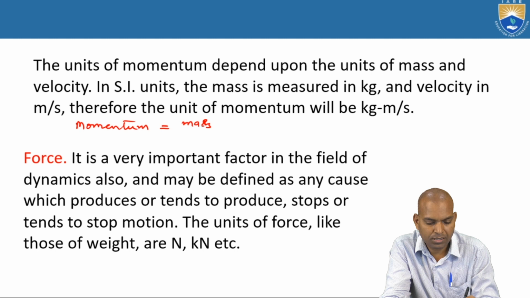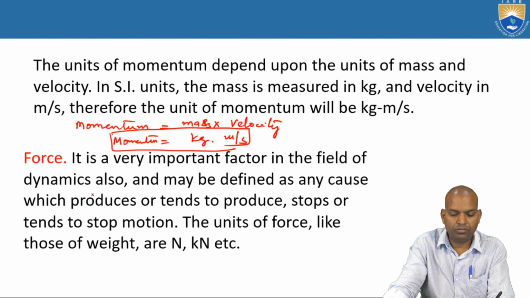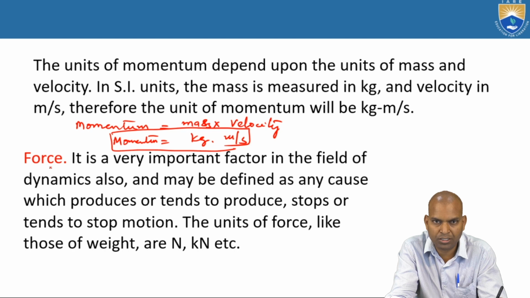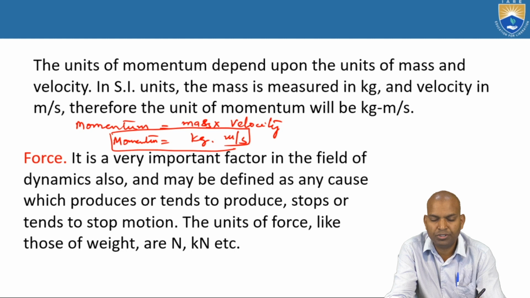What is the mass? The mass is in kgs, velocity is in meter per second. So the momentum is in kg meter per second. Now here we must think, what is the kg meter per second square? The kg meter per second square is known as the newton. The kg meter per second is the momentum. So what does the momentum depend upon? This momentum depends on the units of mass and velocity.